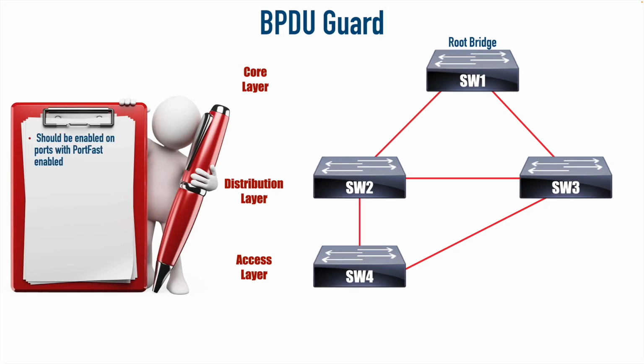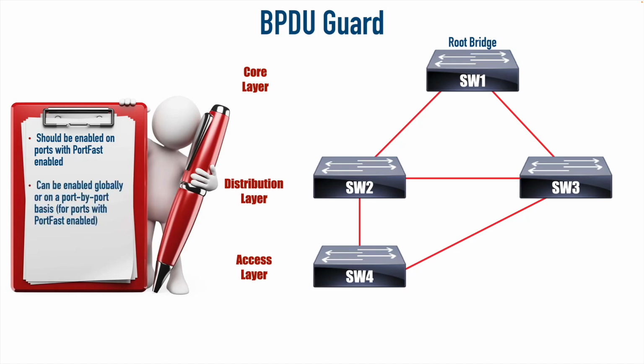BPDU Guard is going to react if a BPDU, a Bridge Protocol Data Unit, is ever seen on a port which is configured for PortFast. Because that should not happen. If we're configured for PortFast, we're promising the switch that we're not going to plug another switch into it. And if we do plug another switch into it, it's going to be sending a BPDU, and we know something is up. So BPDU Guard will protect us from that. Cisco's recommendation is enable it on all PortFast ports.